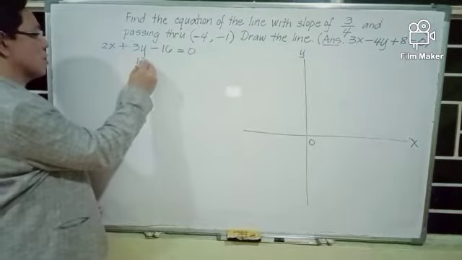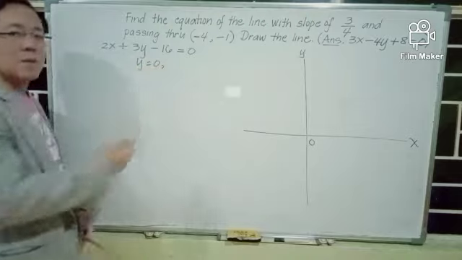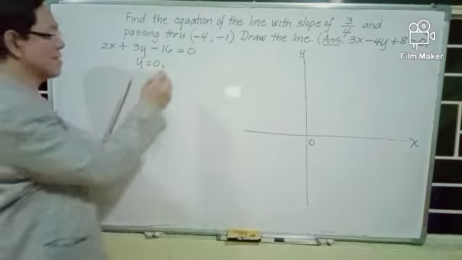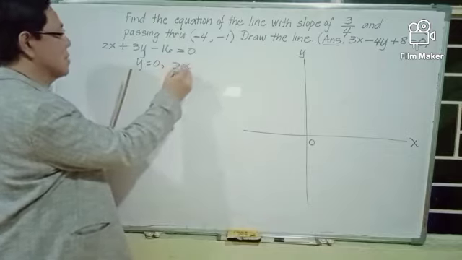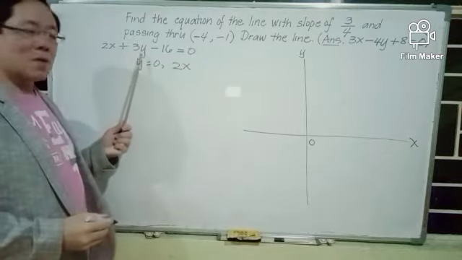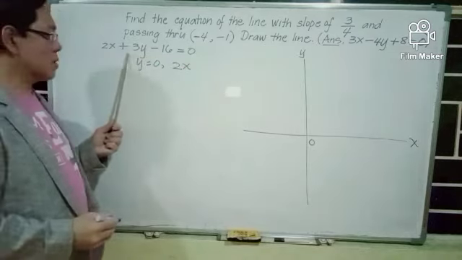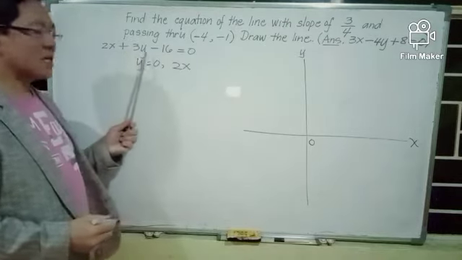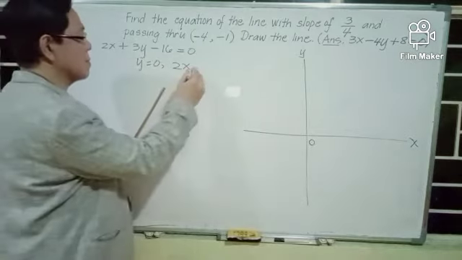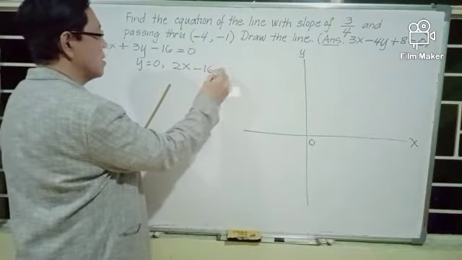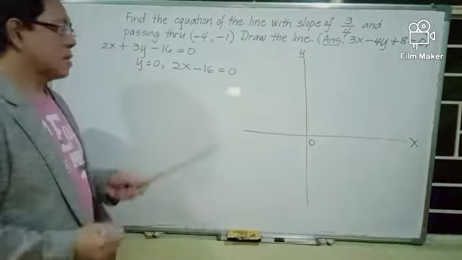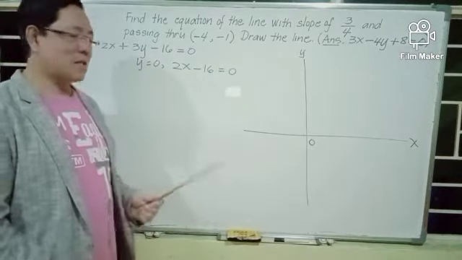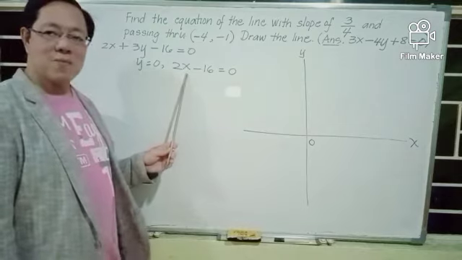If y equals 0, we get 2x, and y is 0 multiplied by 3 is 0. So 3y will go if y is 0, and we have 2x minus 16 equals 0. And this is now a linear equation in one variable x, and we solve for x from this equation.